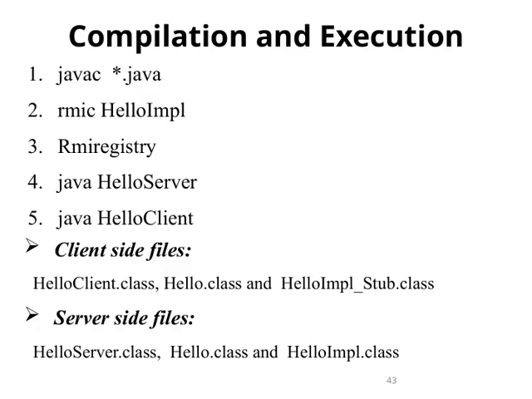It's important to note the files involved on each side. On the client side, we have the HelloClient class, Hello class, and HelloImpl stub class, which are all needed for the client to communicate properly with the server. On the server side, we have the HelloServer class and HelloImpl class, which contain the server implementation and the remote object logic.